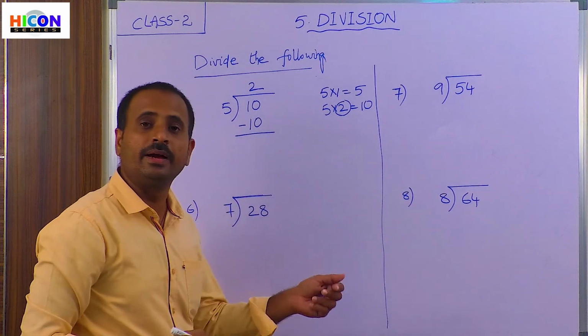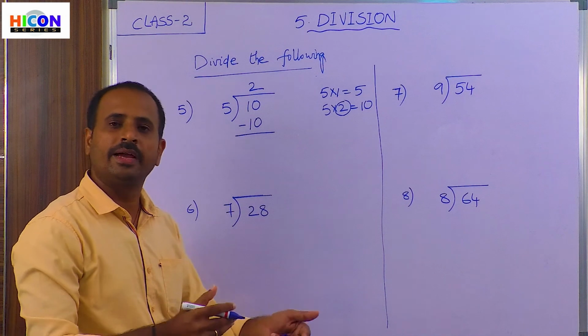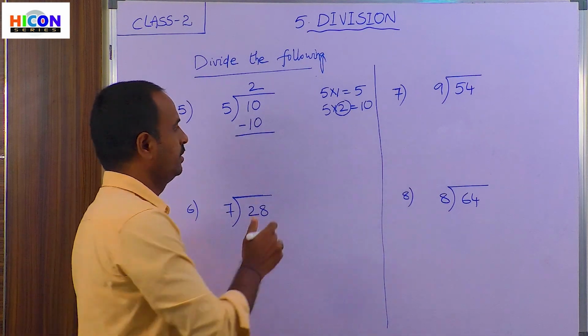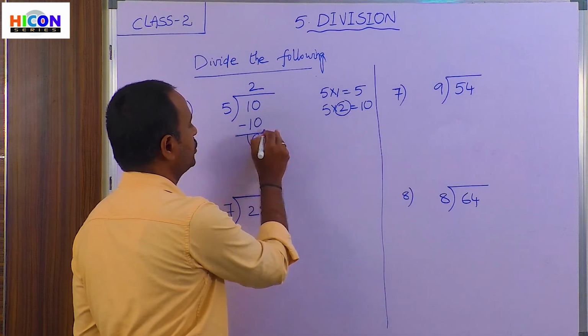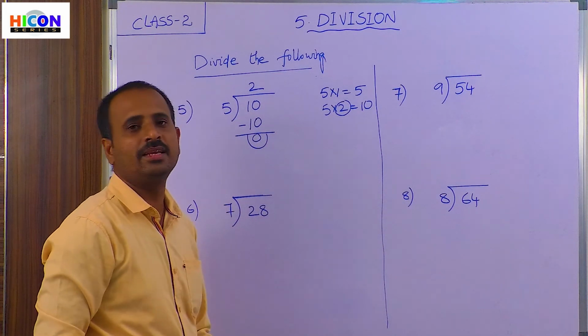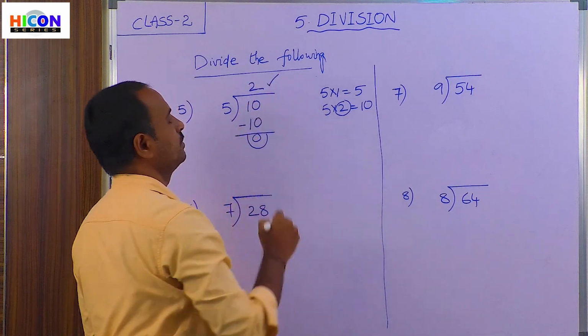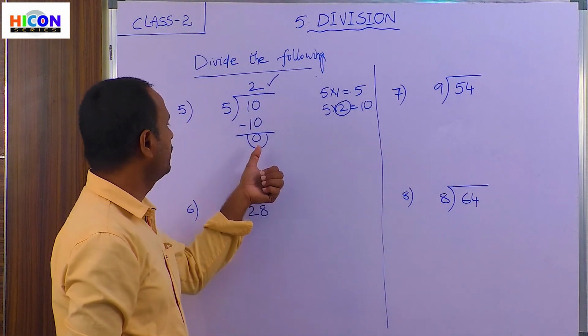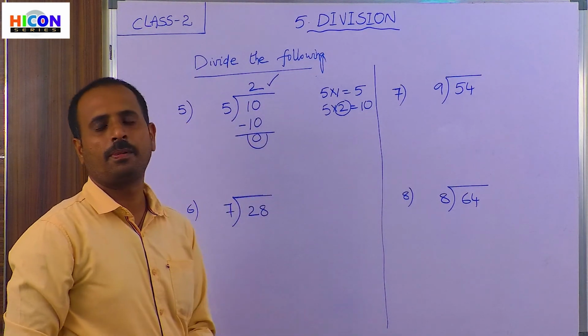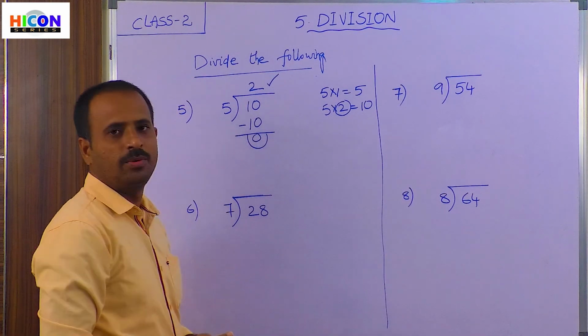So children, 10 minus 10, how much? 0. So the remainder is 0. What is the answer here? The answer is the quotient. So the answer is 2. What is the remainder here? The remainder is 0. See the sixth problem.